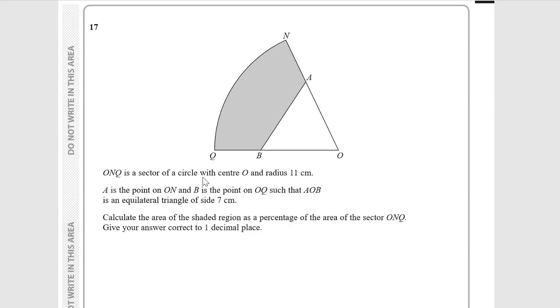ONQ is a sector of a circle with center O. So ONQ with radius 11. So all of this has radius 11. A is the point on ON, and B is the point on OQ, such that OAB is an equilateral triangle.